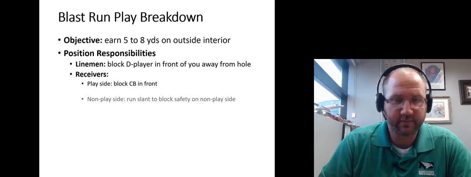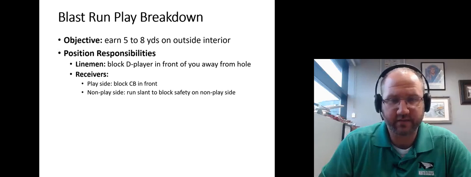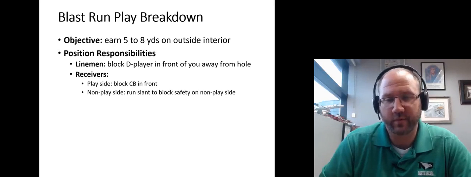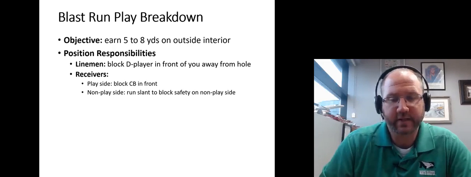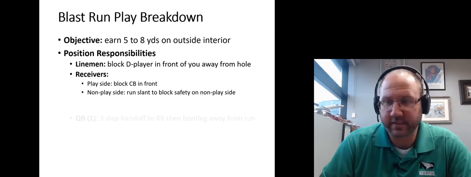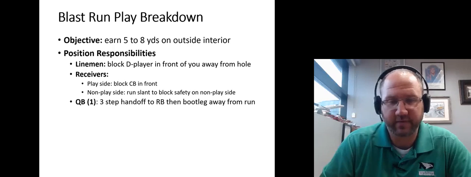So, again, linemen, you're getting off the ball, blocking the defensive player in front of you away from the hole. The receivers, if you're on the play side, you have to understand: am I on the play side or non-play side? If you're on the play side, you're blocking the quarterback. If you're on the non-play side, you're running a slant to block the safety.